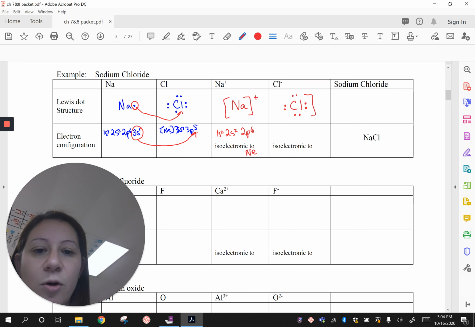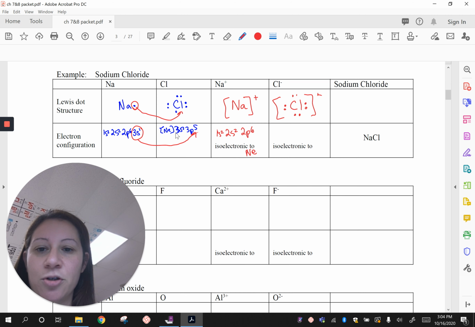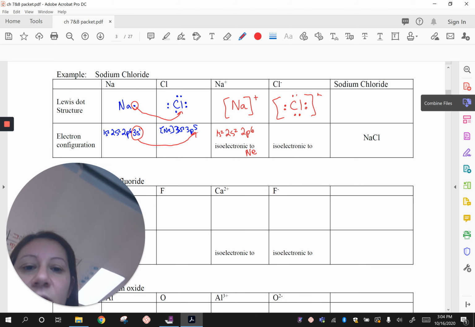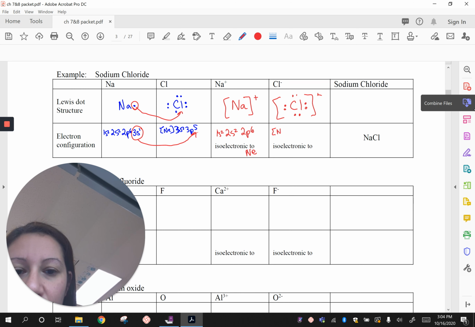Let's look at the electron configuration. This is the electron configuration of neutral chlorine, 3s2, 3p5. We're going to gain one more to make it 3p6. So then the new configuration is neon, 3s2, 3p6.